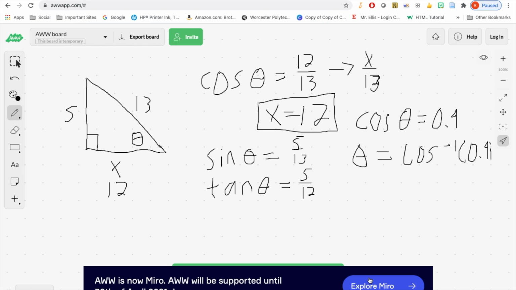But when I plug this into my calculator, I get around 61.94 degrees. And so theta, this is rounded of course, but theta equals 61.94 degrees. And yeah. So we can always plug this back in by taking cosine of 61.94 and seeing if we get 0.4 or something close to 0.4. It might not be exact because we did round the 61.94.